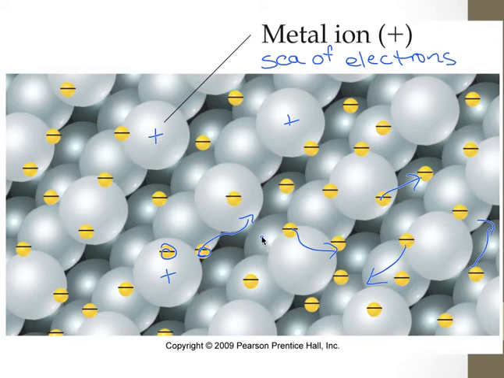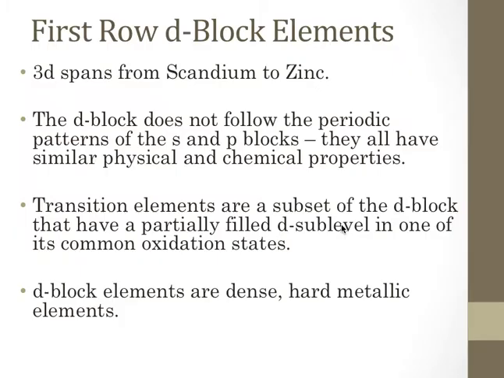It also explains the ability of metals to be ductile, meaning because of those mobile electrons, you can shift these atoms within those metals. Okay, so getting back to these D block elements, we're going to look at the first row, or the third period of the D block.